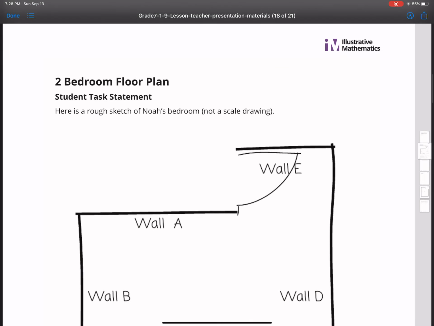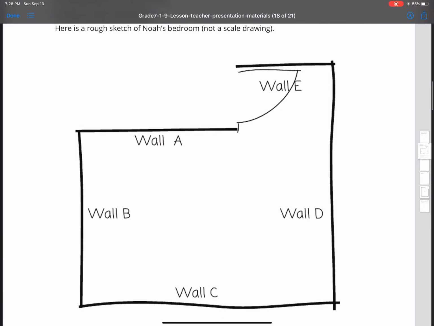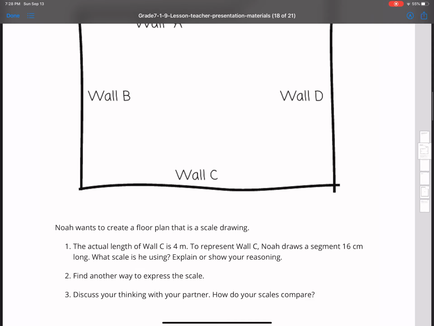Okay guys, so let's look at the student task statement called bedroom floor plan. Here's a rough sketch of Noah's bedroom. It's not drawn to scale. Noah wants to create a floor plan that is a scale drawing.